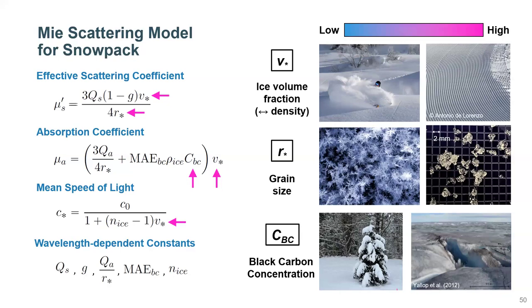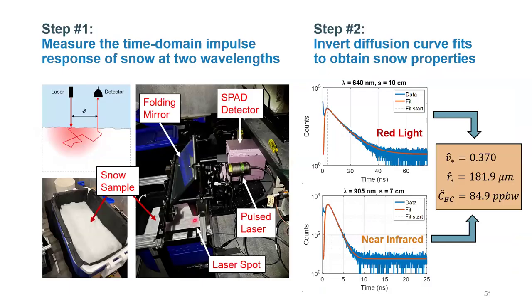So now that we have a model that can be written in terms of physically meaningful snow properties, the next step is to try to estimate those properties in real snow samples. And so this is how we did it. Basically, we filled a cooler with snow. We then illuminated a point on the surface of the snow with a pulse laser and used a SPAD detector to measure the time of flight of photons that exited the snow a small distance away from the laser spot.